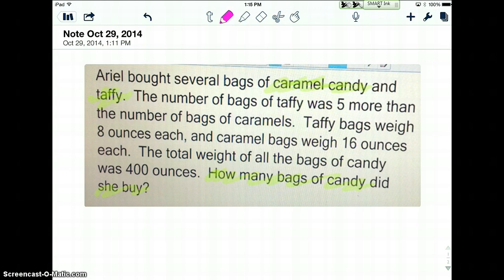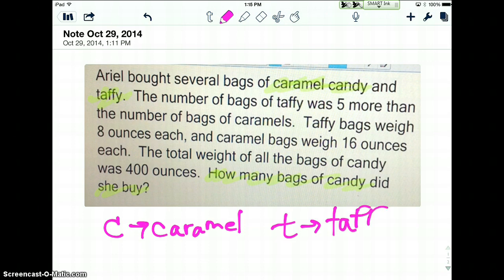So I'm going to say C is going to represent caramel candy. And then I'm going to let T represent taffy. It's up to you. You could have gone with X and Y, as long as you tell me what you are representing them with. And then once I get my variables, now I'm going to attach them into an equation.